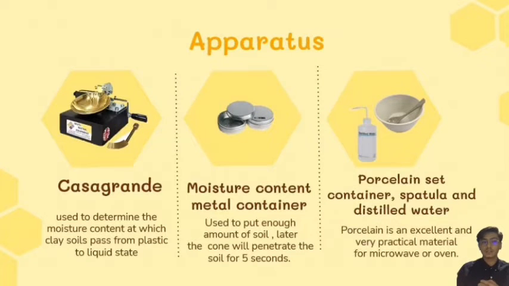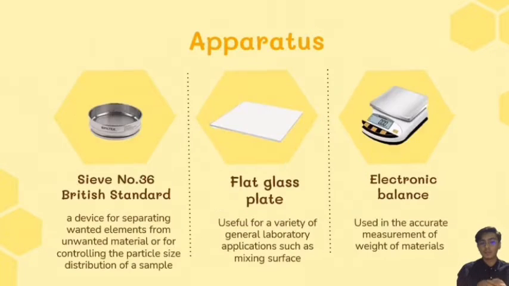The fourth one is a sieve number 36 British Standard, a device for separating wanted element from unwanted material, or for controlling the particle size distribution of a sample. The fifth one is flat glass plates, useful for a variety of general laboratory applications such as a mixing surface. The last one is the electronic balance, used in the accurate measurement of the weight of materials.